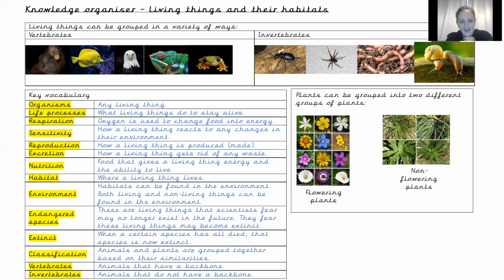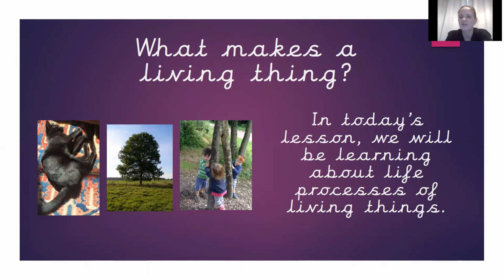Classification. Animals and plants are grouped together based on their similarities. Similarities being how they are the same or similar, as opposed to differences, how they are different and not the same. Vertebrates are animals that have a backbone, so we have backbones ourselves. Invertebrates are animals that do not have backbones. Then plants can be grouped into two different groups. You get flowering plants, like the ones on the left there, and non-flowering plants, like the ones on the right-hand side.